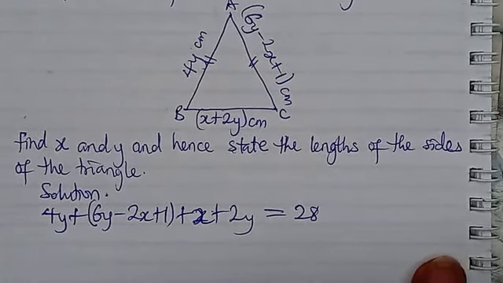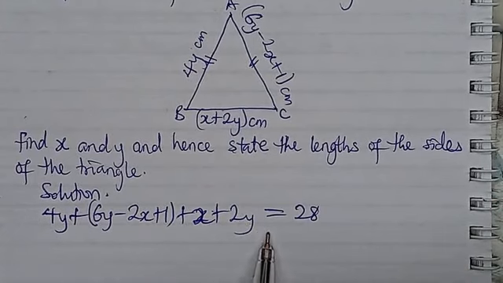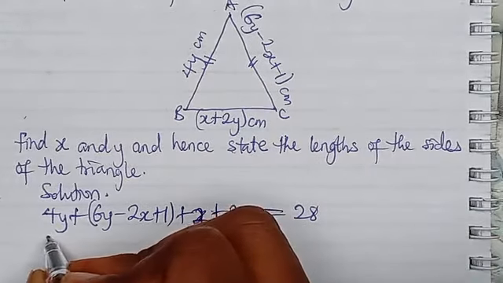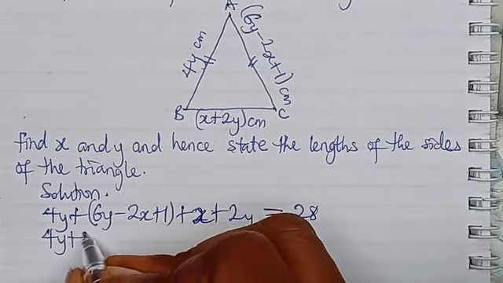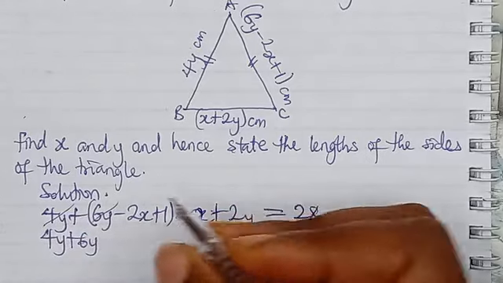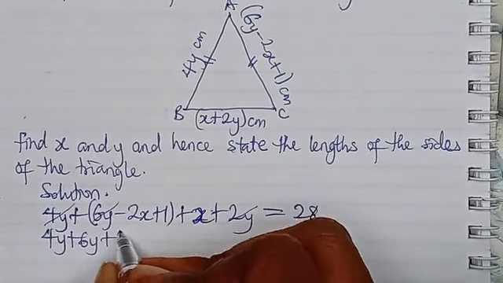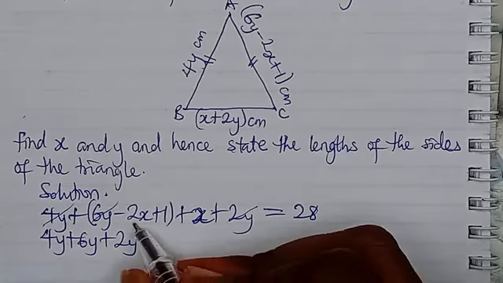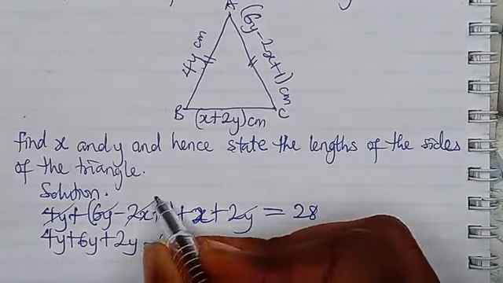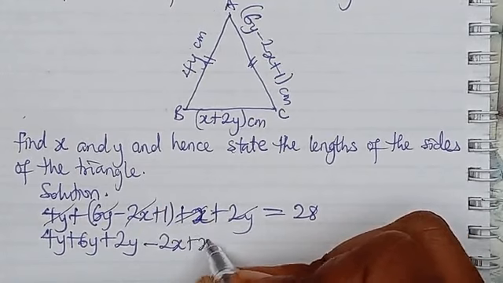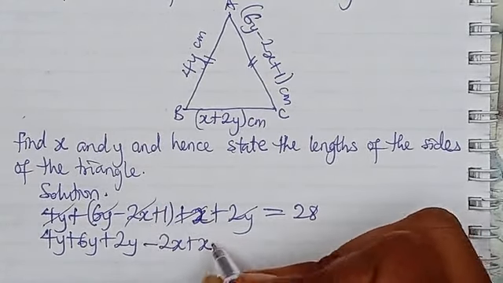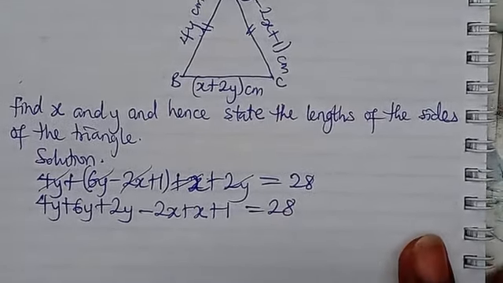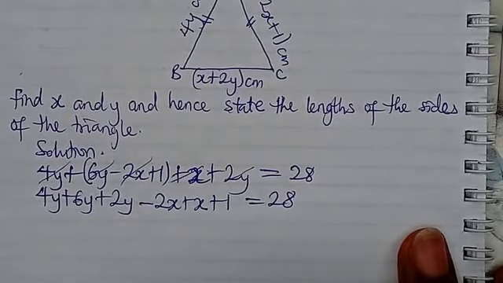Now let's collect like terms, so we don't have this untidy representation here. We have all the y's to be collected together. We have 4y plus 6y, and now remaining 2y. Okay. Now for the x part, we have minus 2x plus x. And then the value remaining is plus 1 equal to 28.